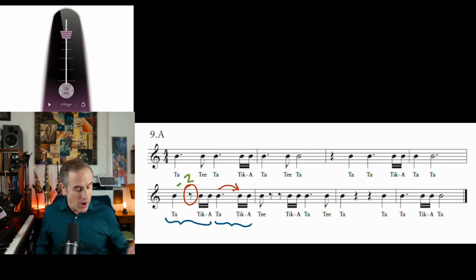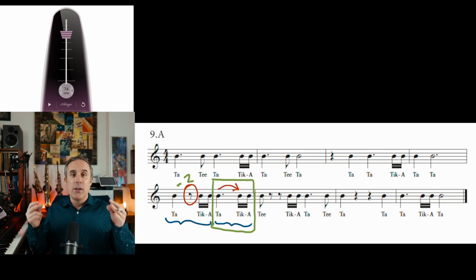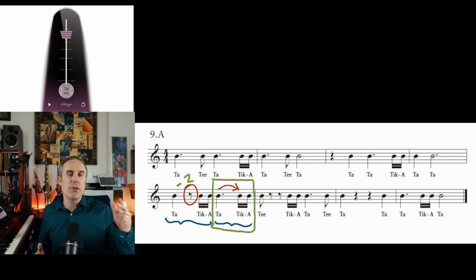Contrary to that, on the next two beats, beats 3 and 4, this dotted quarter note is going to be continually sounded all the way until the two 16th notes. It'll sound like this: Ta, Tik-A, ta, Tik-A. It continues all the way. There is no break. There is no rest.